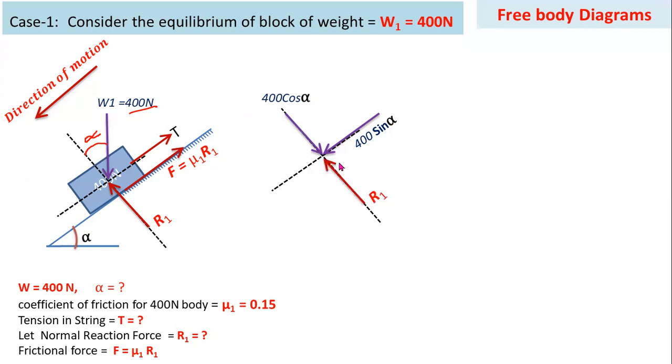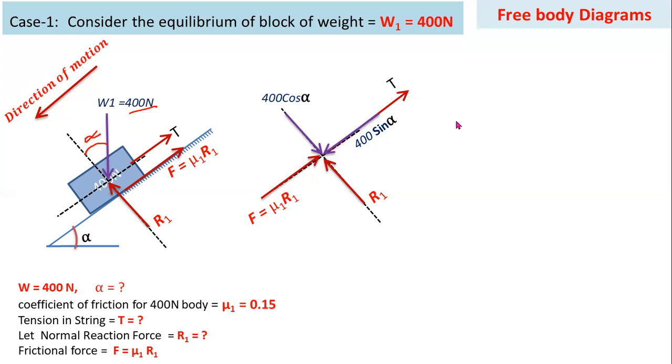After that, you have to consider this normal reaction as it is. Now you have to consider this tension force and the frictional force as it is. These two forces lie on the parallel axis, or inclined plane. Tension and friction force, these two forces lie on the inclined plane. Now this is the free body diagram for this condition: free body diagram of a block of weight 400 newtons.